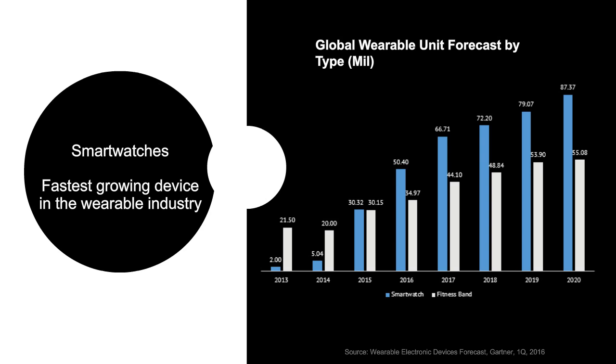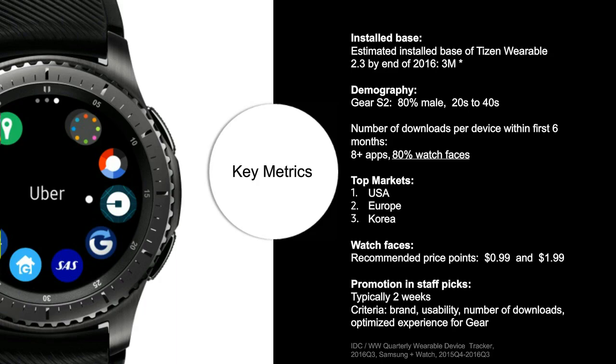These are the key metrics. Estimated install base for Tizen Wearable 2.3 by the end of 2016 was 3 million, and now it's a lot more than that. And the demography is 80% male, who are between their 20s to 40s. Number of downloads per device within the first 6 months is 8+ apps, and most of them are watch faces. Top markets for Tizen Wearable watches, the Gear S2 and Gear S3, are USA, Europe, and Korea.